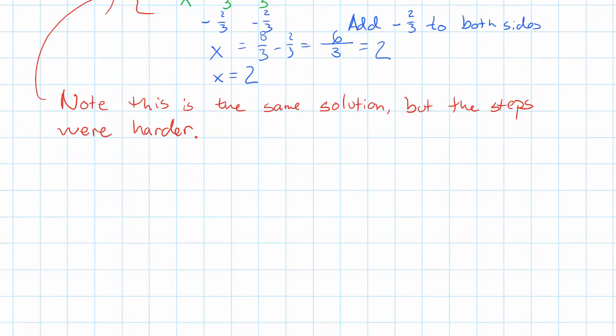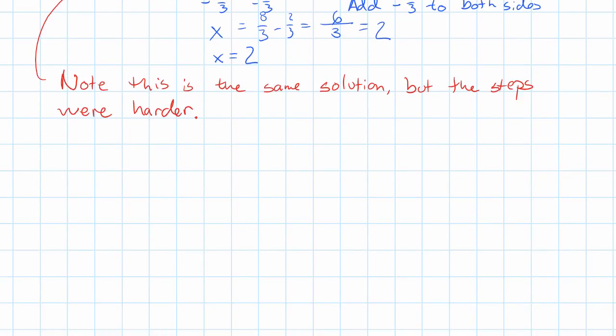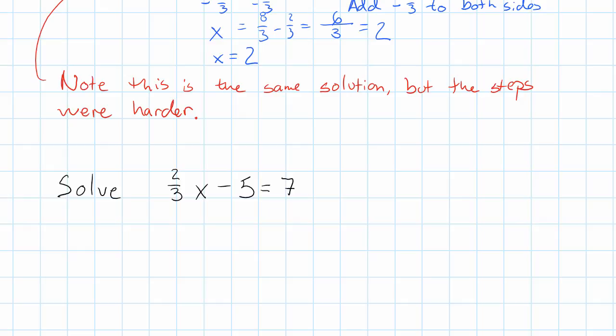Okay, let me show you one more example, just doing it the easy way. So we start with the equation 2/3 x minus 5, which I'm going to rewrite as 2/3 x plus negative 5 equals 7. Okay, so I need to get rid of the negative 5. I'm going to add 5 to both sides. The negative 5 and the positive 5 add up to 0, leaving me with just 2/3 x equal to 12.